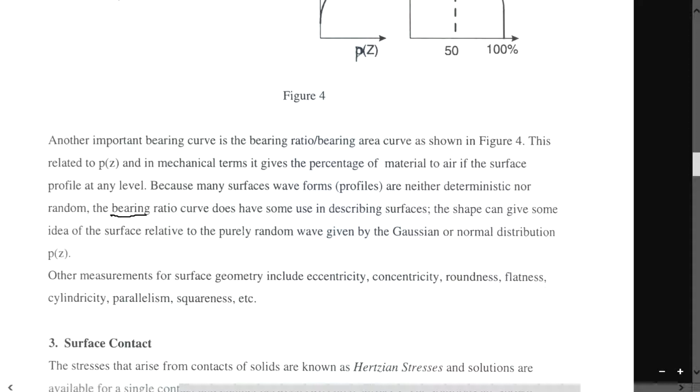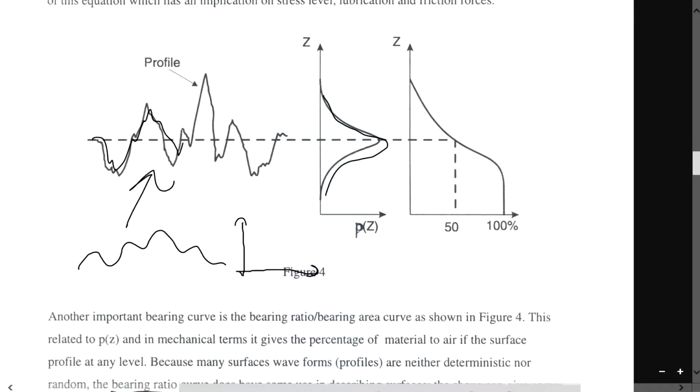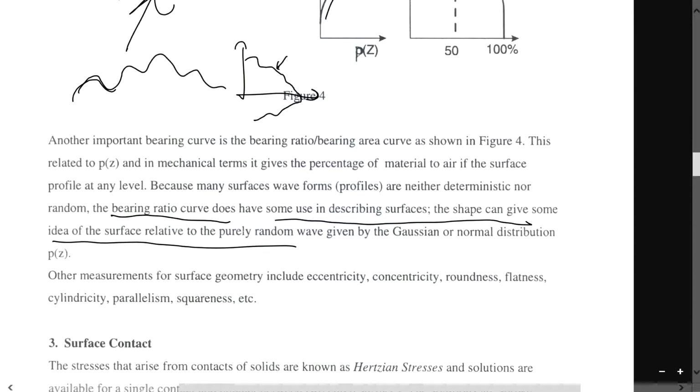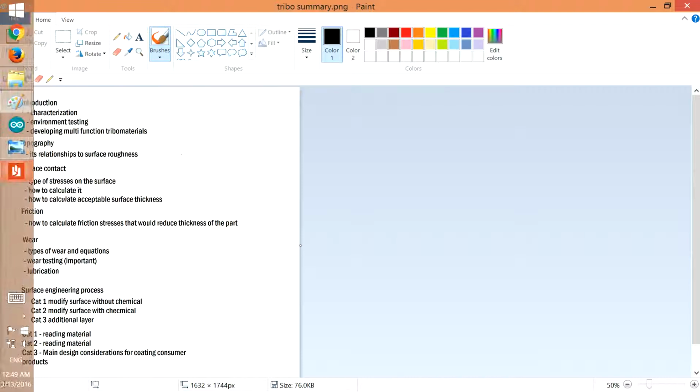The bearing ratio curve is used to describe the surface. The shape can give some idea of the surface. The one that I talked about just now, the different shapes will tell you that maybe this is talking about this type of zigzag profile. If you have maybe this type of shape, then maybe your graph would look something like that, then you'll know that this is more on the curvy side. So this bearing ratio curve is used to determine that. I hope this is also something for you to know.